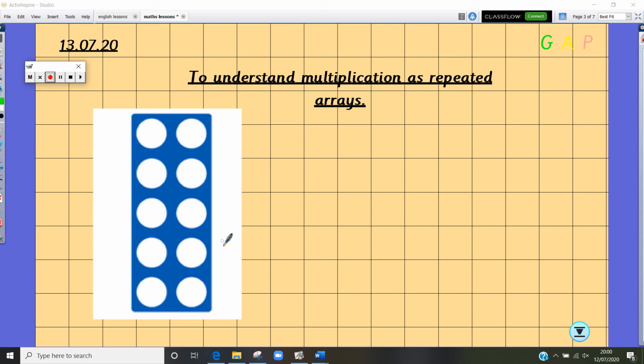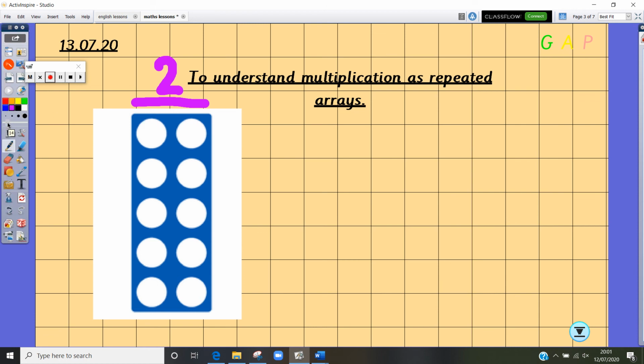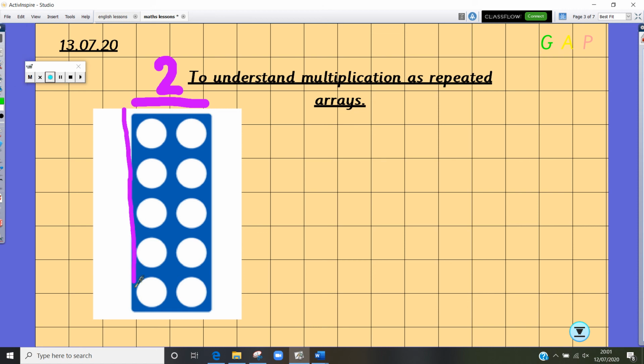Now what's really good about Numicon is it's always in columns and it's always in rows. So we can use that information today because it looks exactly like an array. So I'm just going to make my pen a little thicker. So across the top here, I have got 2 circles. Okay, so you can see that I have got 2 going across the top. And going down the side, I have got, let's count them together, 1, 2, 3, 4, 5. So I have got 5. Okay, so there are 5 circles going down and there are 2 circles going across.